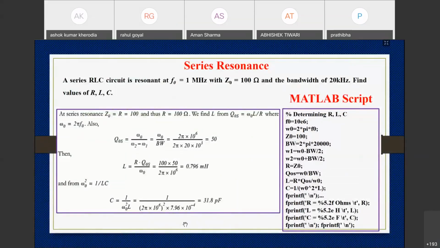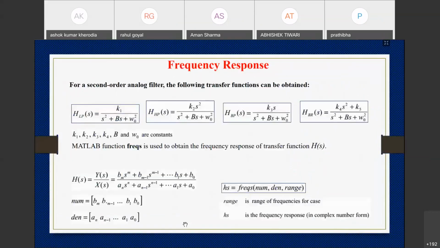So this way you can use it to determine the circuit components, so analysis also and design also. Next, suppose you want to plot frequency response, frequency response of high pass filter, low pass filter, band pass filter, band reject filter.